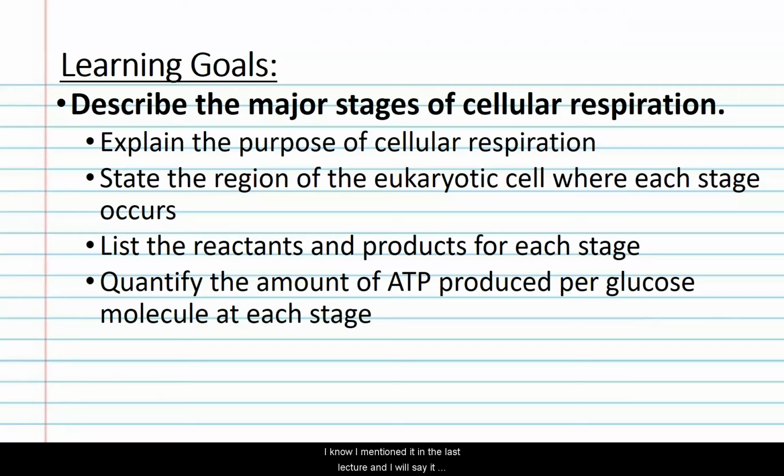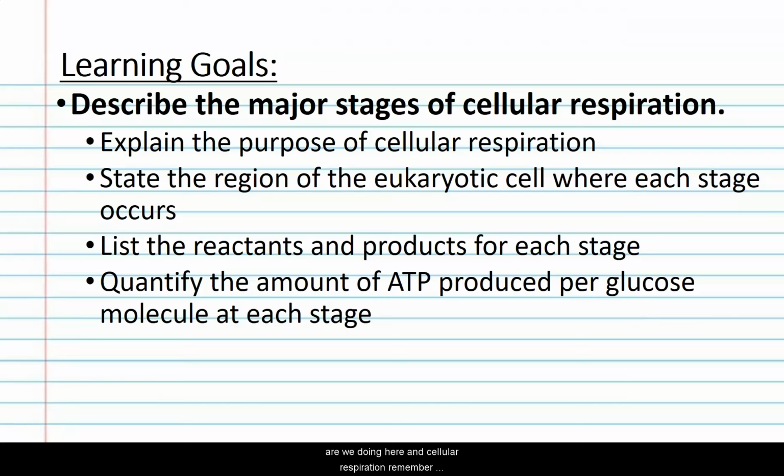I know I mentioned it in the last lecture and I will say it again. I am not concerned with you knowing each of the steps of these chemical pathways. I have a couple of figures where I give you an overview of the stage, and there you will see that I have identified the inputs and the outputs for each one of these stages. That's where I really want you to focus your attention. Don't get caught up in the details and the complicated chemical names and the crazy enzyme names. Focus on the big picture. What are we doing here?